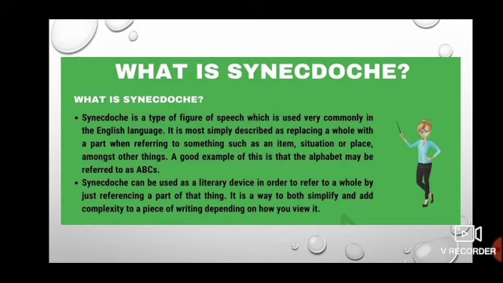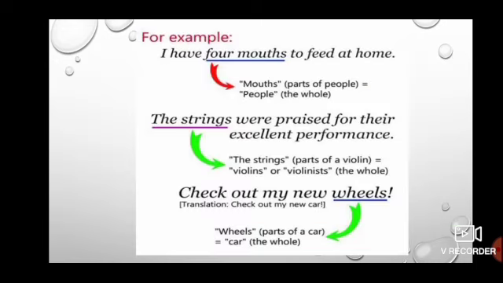Synecdoche can be used as a literary device in order to refer to a whole by just referencing a part of that thing. Let's see some examples so that it will be clear. I have 4 mouths to feed at home. You can see here 4 mouths is underlined and a description is also given here. Mouths, parts of people, and people, the whole.